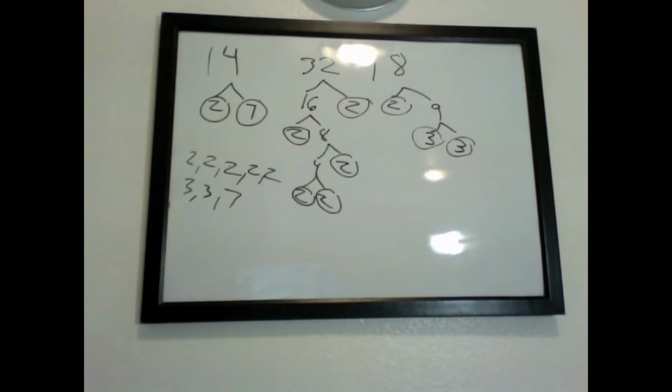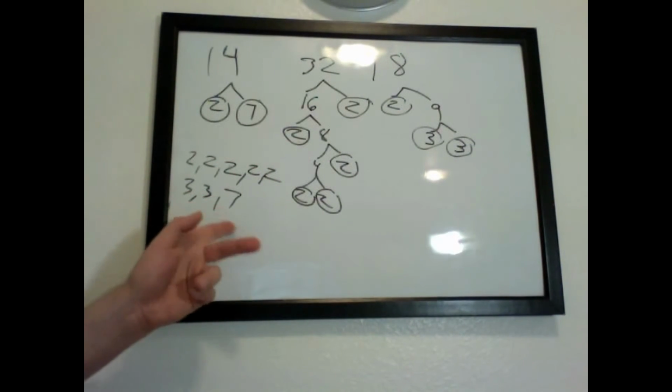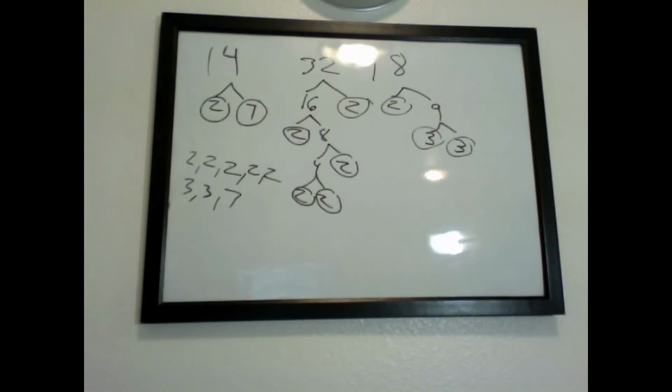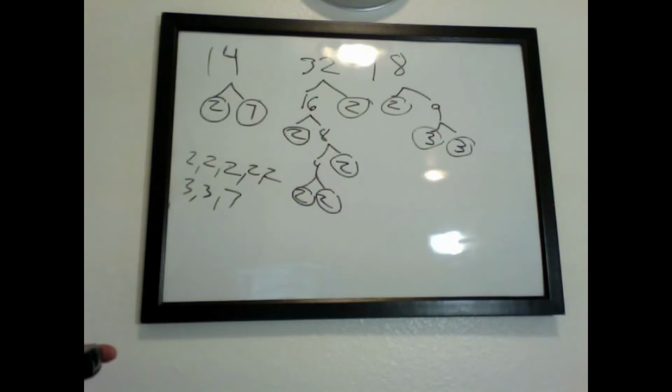Okay, and so why do we make a list of this? We have 2's here, 3's here, and a 7 here. Well, what you do is you multiply them all out. So you go 2 times 2, times 2, times 2, times 2. That would equal 32.